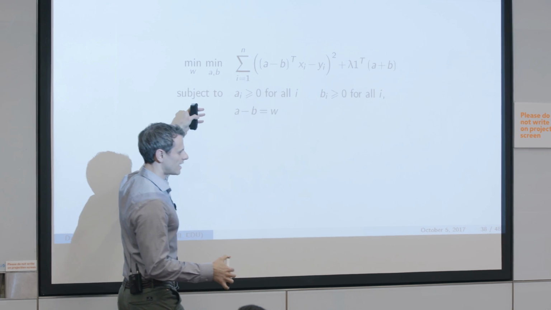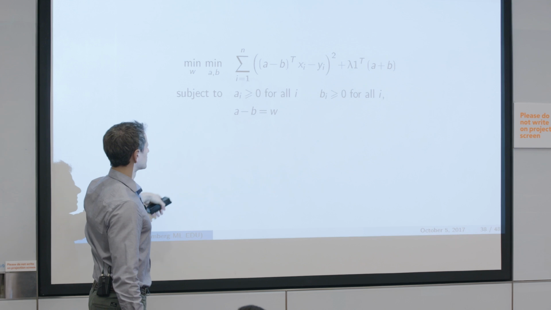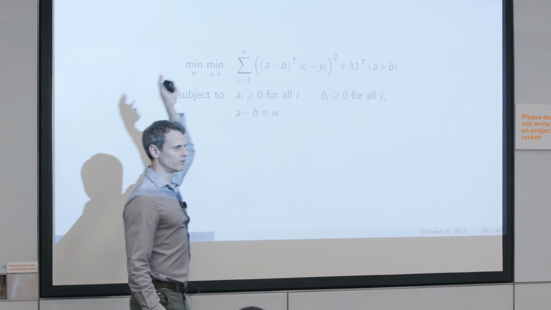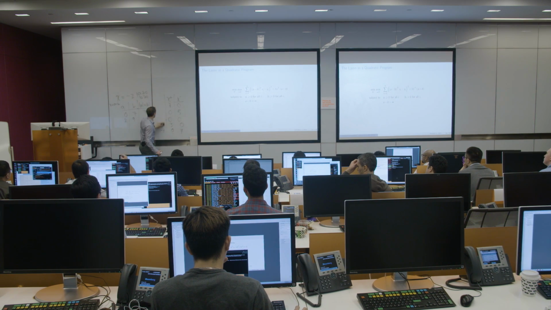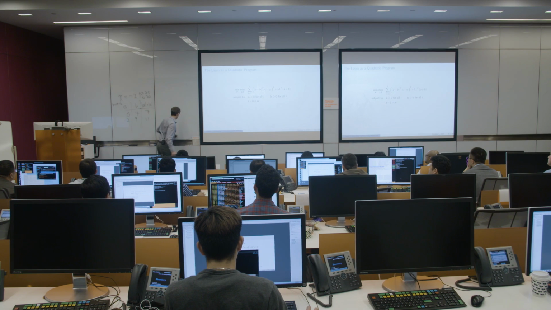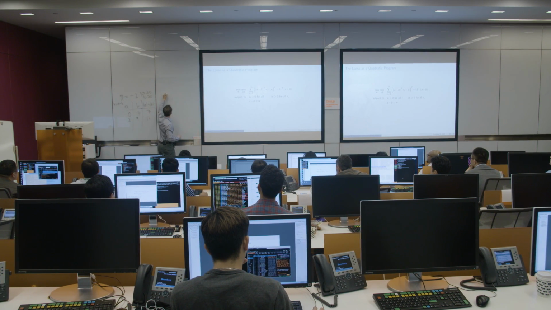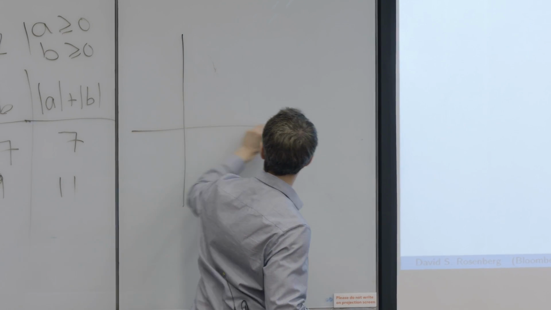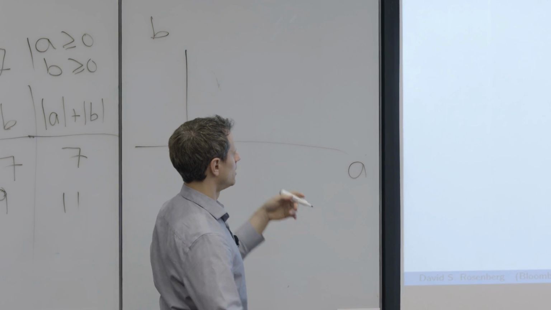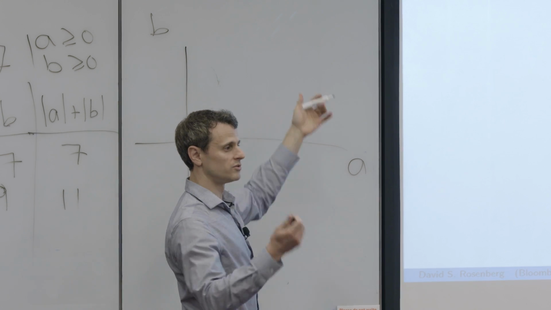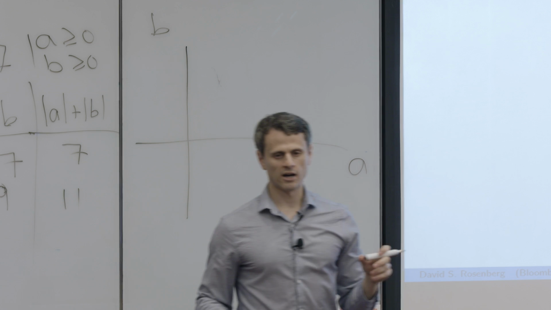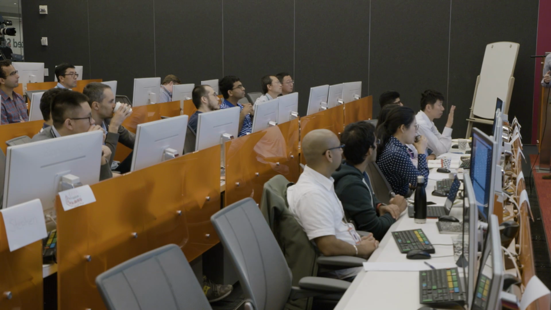But what I want to claim is that as W varies over its full range, A and B also vary over the full plane, the full set of possible values. So I'll draw a quick picture, which might help. You guys need to help me with this. So let's draw some axes for A and B. And suppose we pick a W. Suppose W is 0. For W equals 0, how can I draw the set of A's and B's that satisfy the constraint?